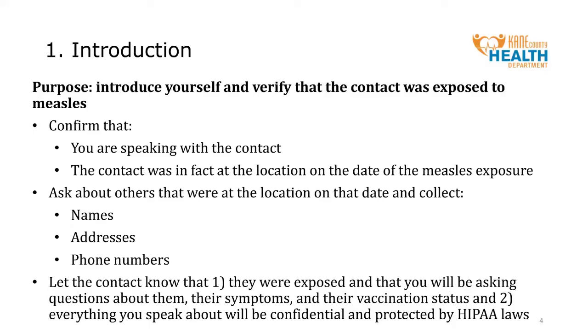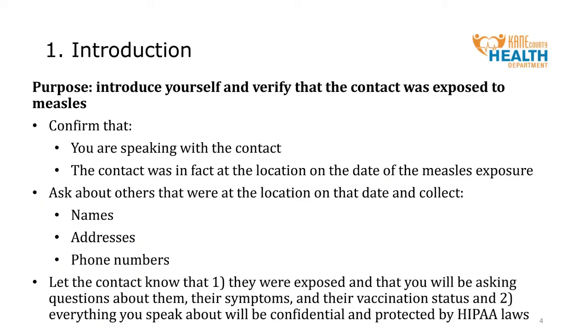At this stage in the call, the goal is to introduce yourself and verify that the contact was exposed to measles. When you first start the call, you'll want to ensure that you are speaking with the contact by asking if you're speaking to so-and-so or asking to speak with so-and-so. If you're not speaking with the contact and somebody else has picked up the phone, you'll want to ask to speak with the contact. However, if they're unavailable, let the individual on the phone know that you will be calling back at a later date.